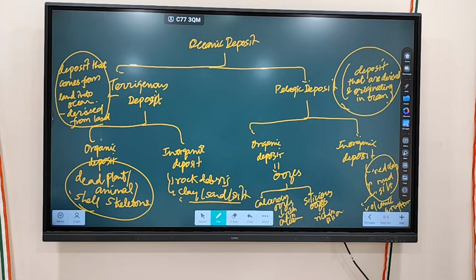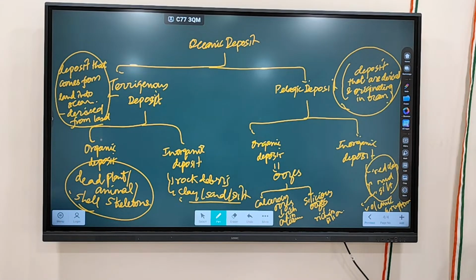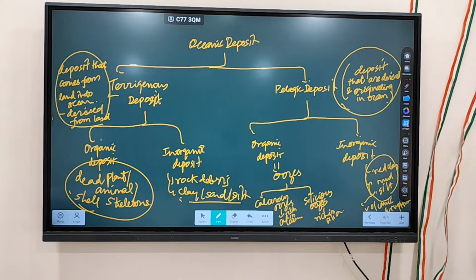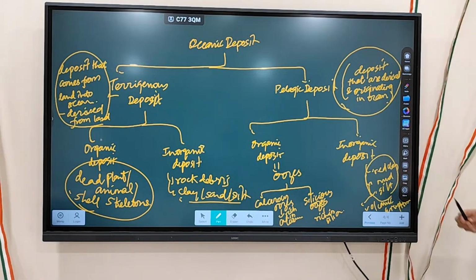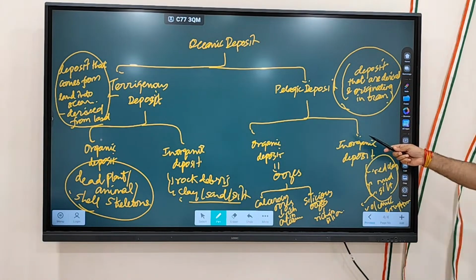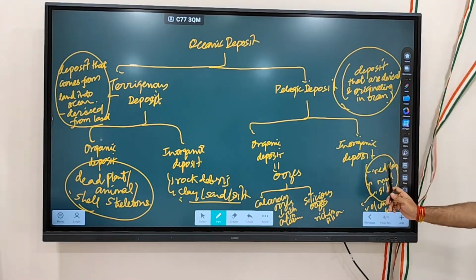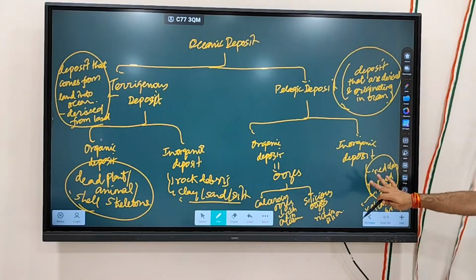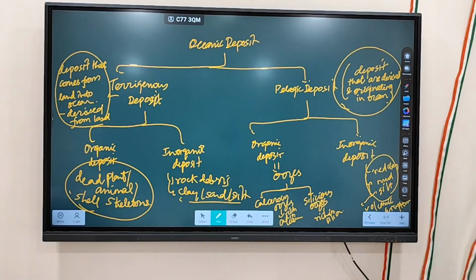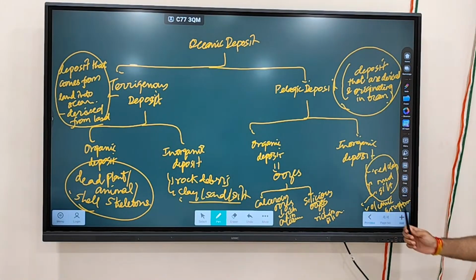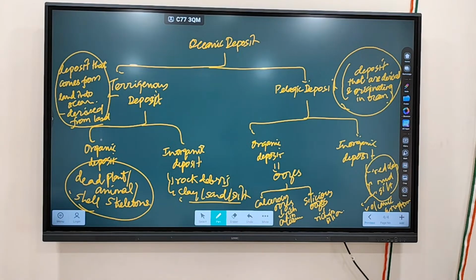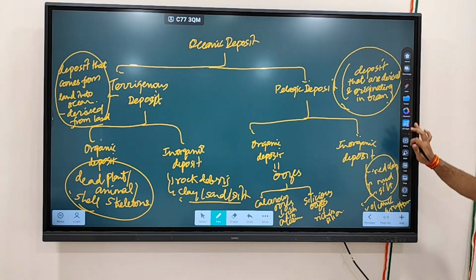Fine. So these are the two types of deposit that you have to keep in mind: terragenous deposit and pelagic deposit. Deposits that are derived from the oceans are referred to as pelagic. Deposits that are derived from land are called terragenous. Could be organic and inorganic. Organic deposits are referred to as oozes. So two types of oozes you will find: calcareous and siliceous oozes. Fine. So you'll see.